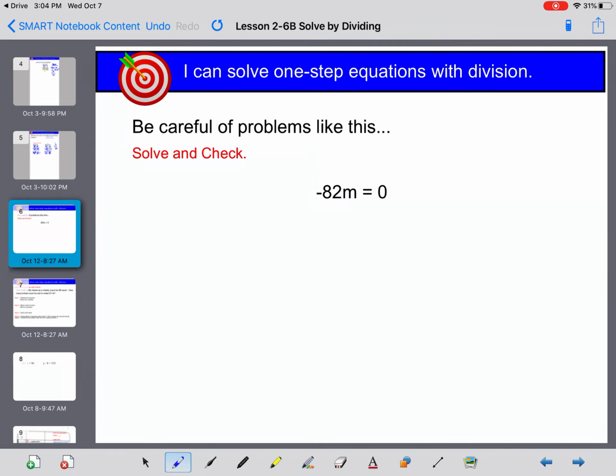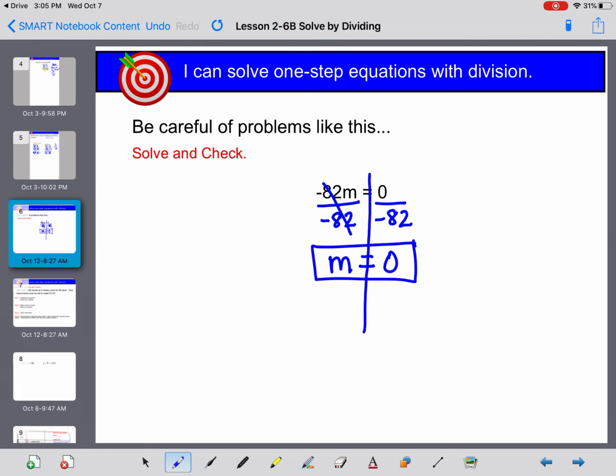Here we go. Be careful for problems like this. In this problem, let's solve it. I've got a variable on the left, -82 times m. Well, that seems easy. I just am going to do the inverse, which is divide by -82. So then I want to divide the other side by -82. M equals, well, what is 0 divided by -82? The answer is 0.